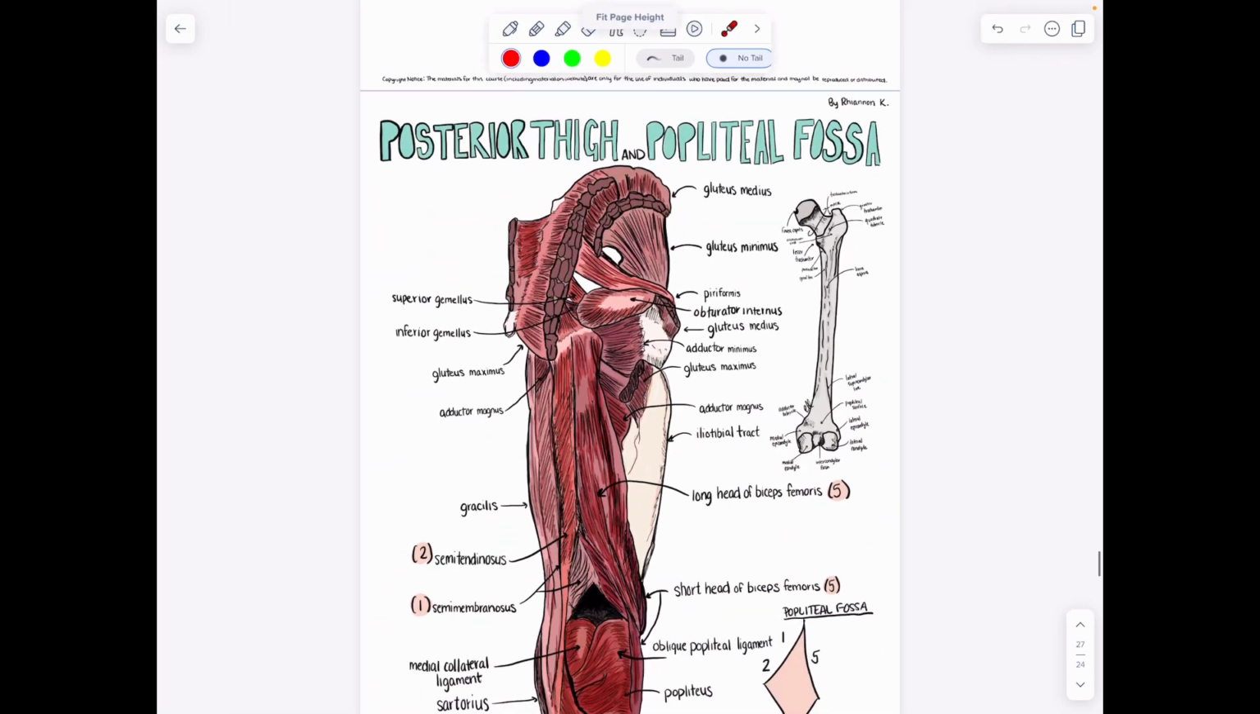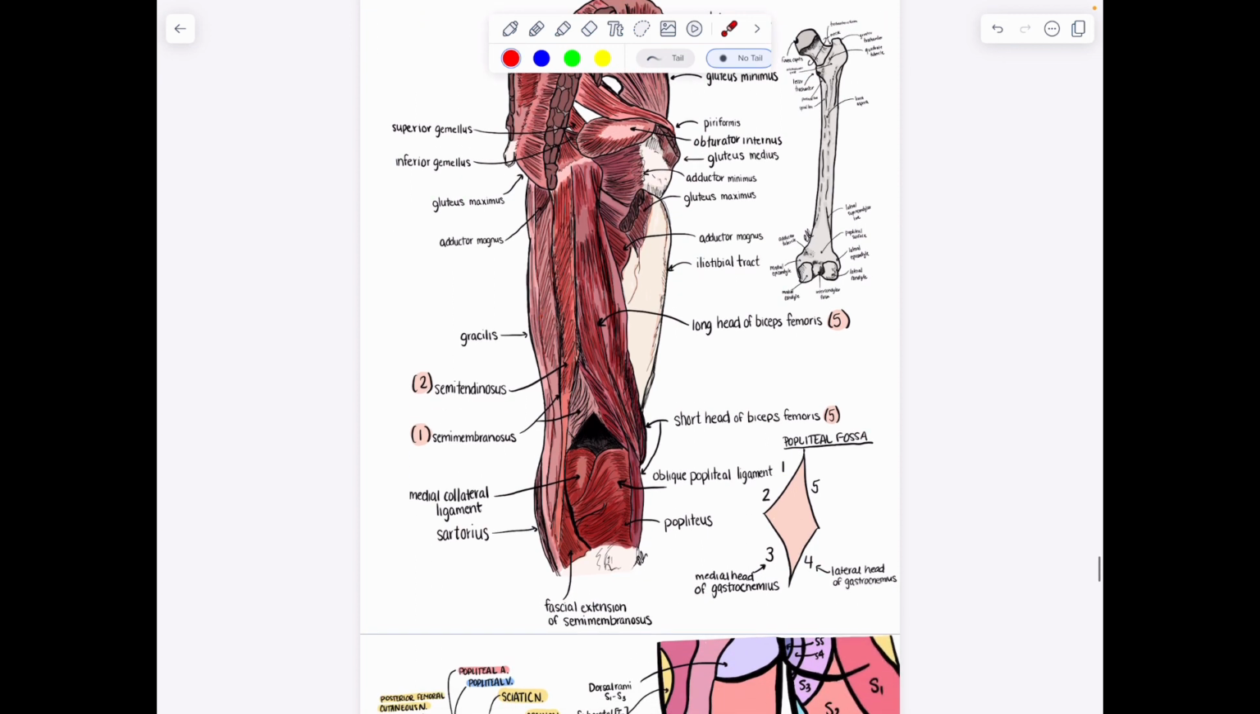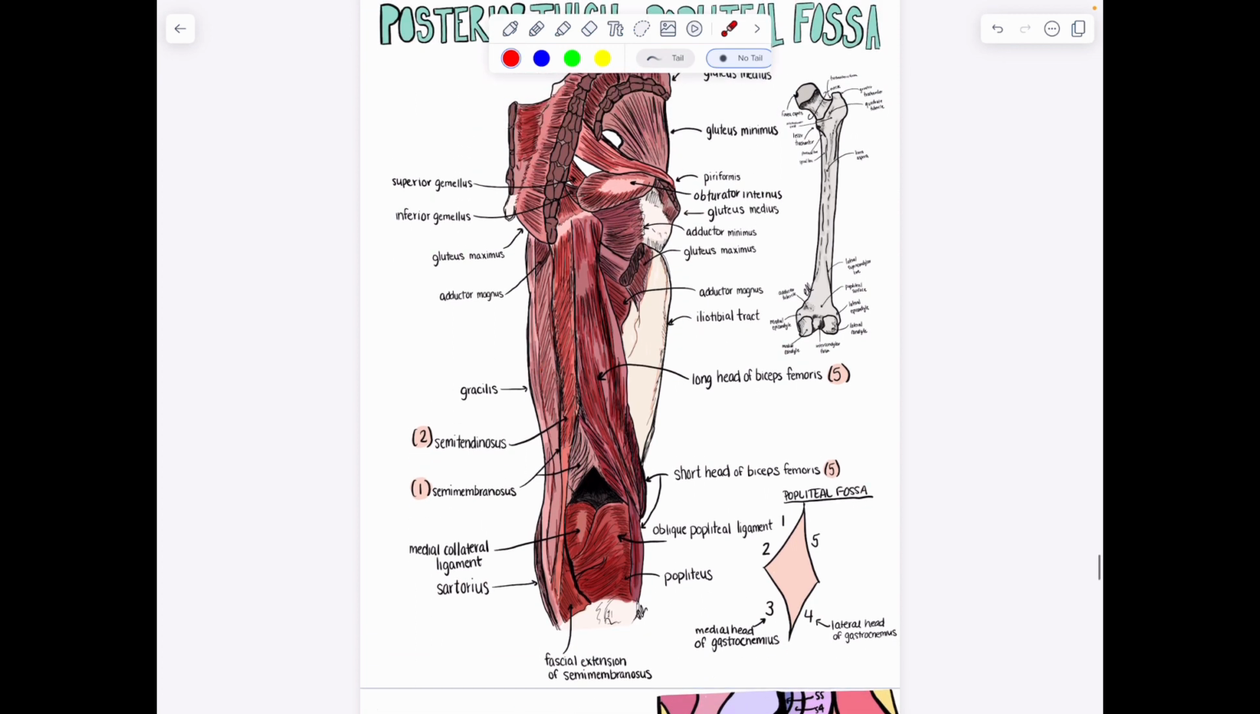On the posterior thigh, right here we had our glute med, glute min, glute max was cut here. This is just me showing the piriformis muscles, all of that, and then those 3 muscles. Now this drawing, I tried to do something a little more realistic, so it's a little harder just because I added a lot of the muscle fiber lines. But you can see where we have semi-membranosus, semi-tendinosus, and then biceps femoris.